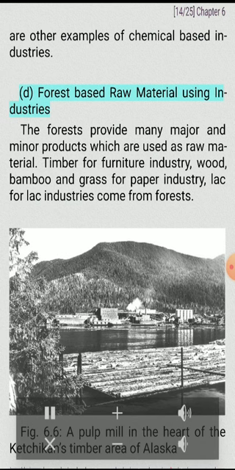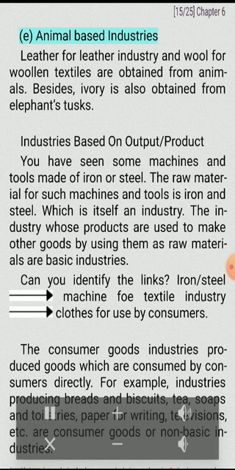D. Forest-based raw material using industries. The forests provide many major and minor products which are used as raw material. Timber for furniture industry, wood, bamboo and grass for paper industry, lac for lac industries come from forests. Fig. 6.6. A pulp mill in the heart of the Ketchikan's timber area of Alaska. E. Animal-based industries. Leather for leather industry and wool for woolen textiles are obtained from animals. Besides, ivory is also obtained from elephants' tusks.